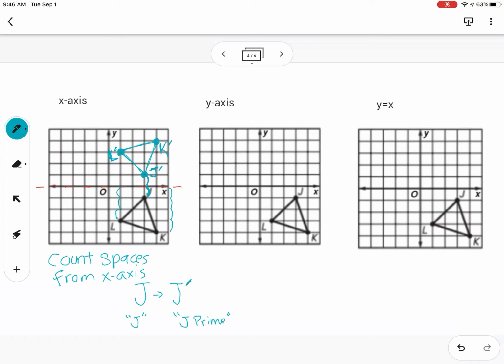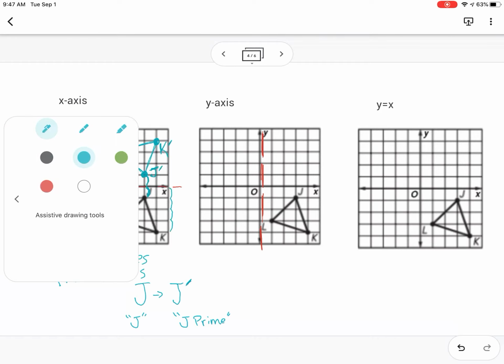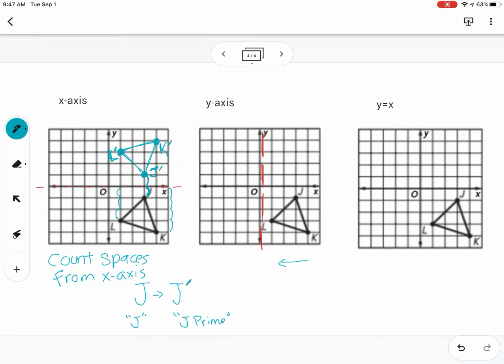So that's the x-axis. For the y-axis, you follow the same procedure, except this time we're counting across to the y-axis. So we'll start with L this time. L's 1 away, so go 1 more for new L, or L prime. K is 1, 2, 3, 4, so 1, 2, 3, 4 for K prime. J is 1, 2, 3, so 1, 2, 3 for J prime.